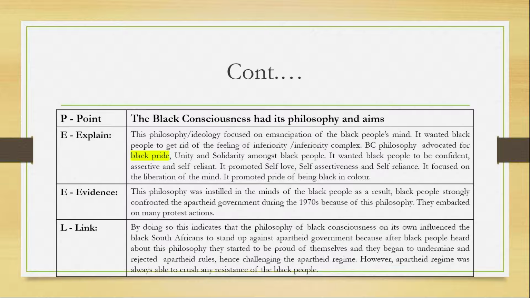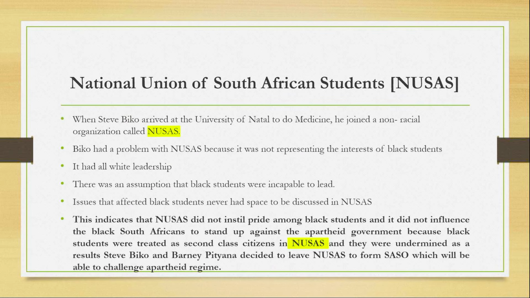By doing so, this indicates that the philosophy of Black Consciousness on its own influenced Black South Africans to stand up against the apartheid government, because after Black people heard about this philosophy, they started to be proud of themselves. And they began to undermine and reject apartheid rules, hence challenging the apartheid regime. However, the apartheid regime was always able to crush any resistance of the Black people. That is what is called a line of argument. Now I have analyzed it.